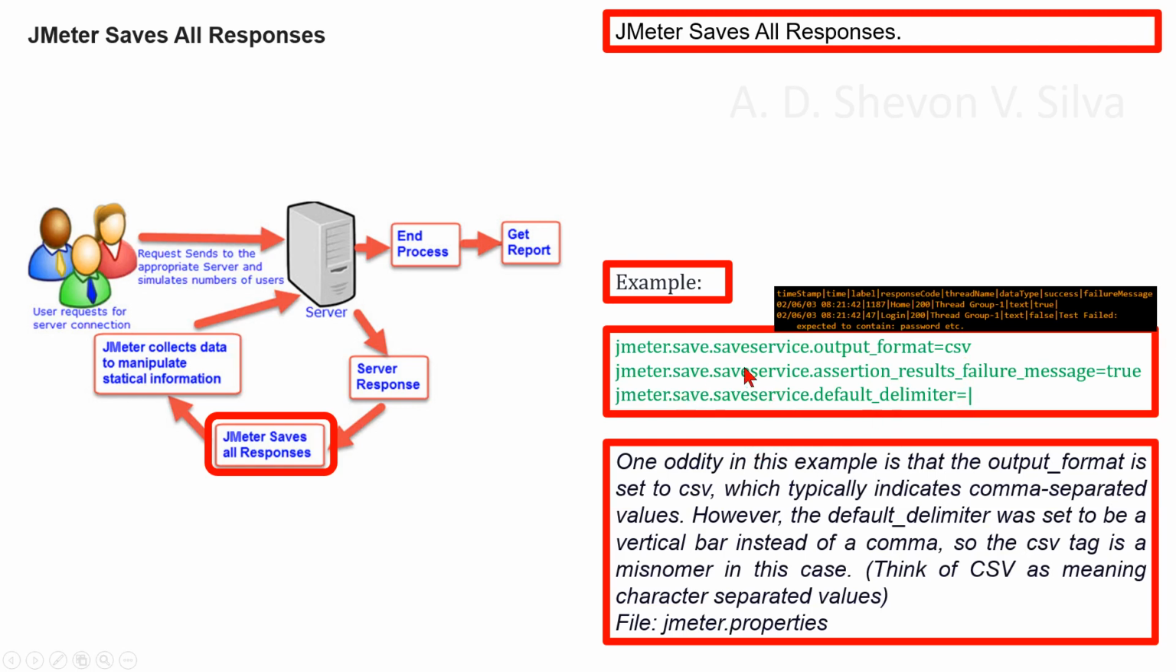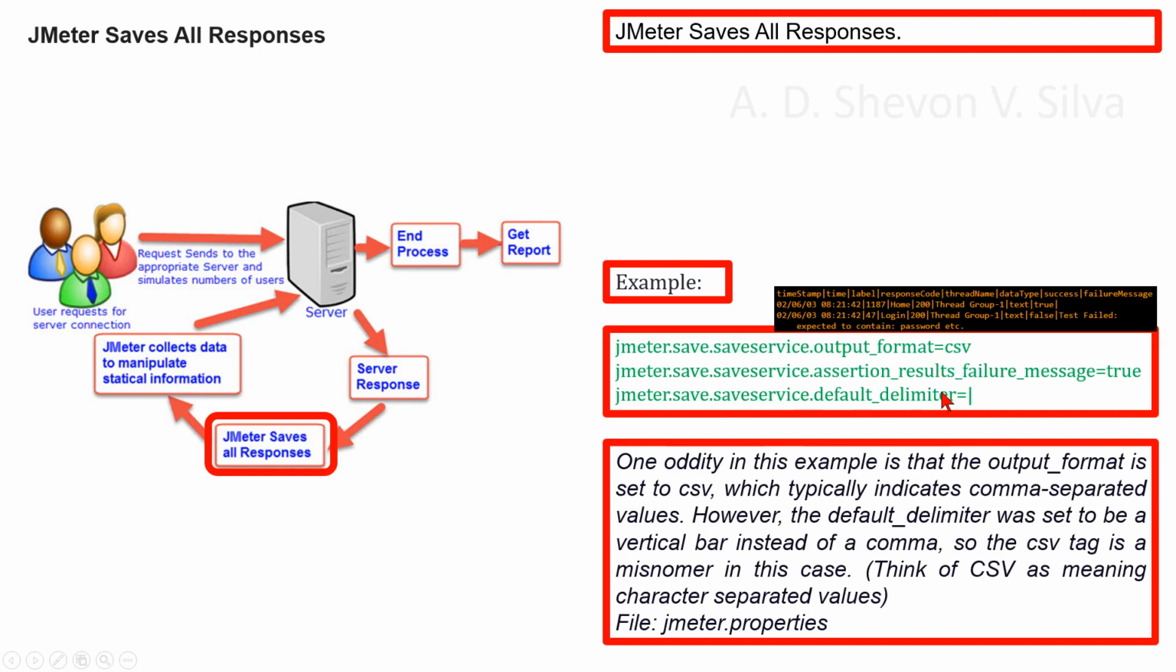Here, jmeter.save.saveservice.output_format. This section helps to determine how results will be saved. The commented out values are the defaults. Legitimate values: XML, CSV, DB. Only XML and CSV are currently supported, default is CSV.